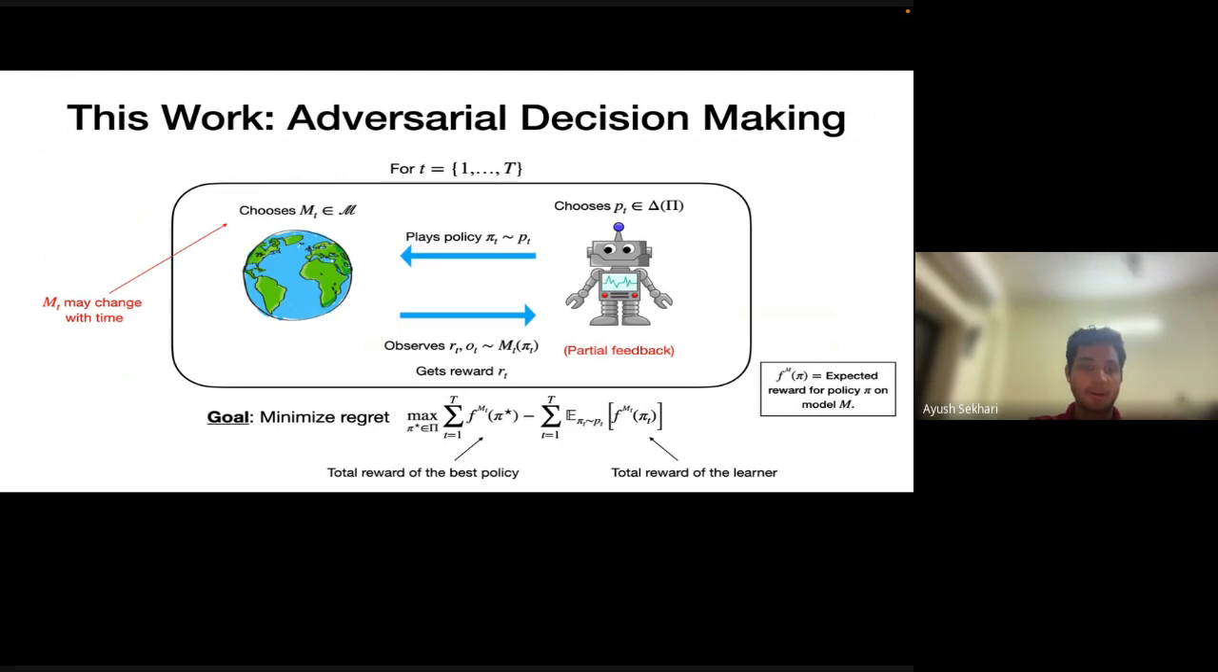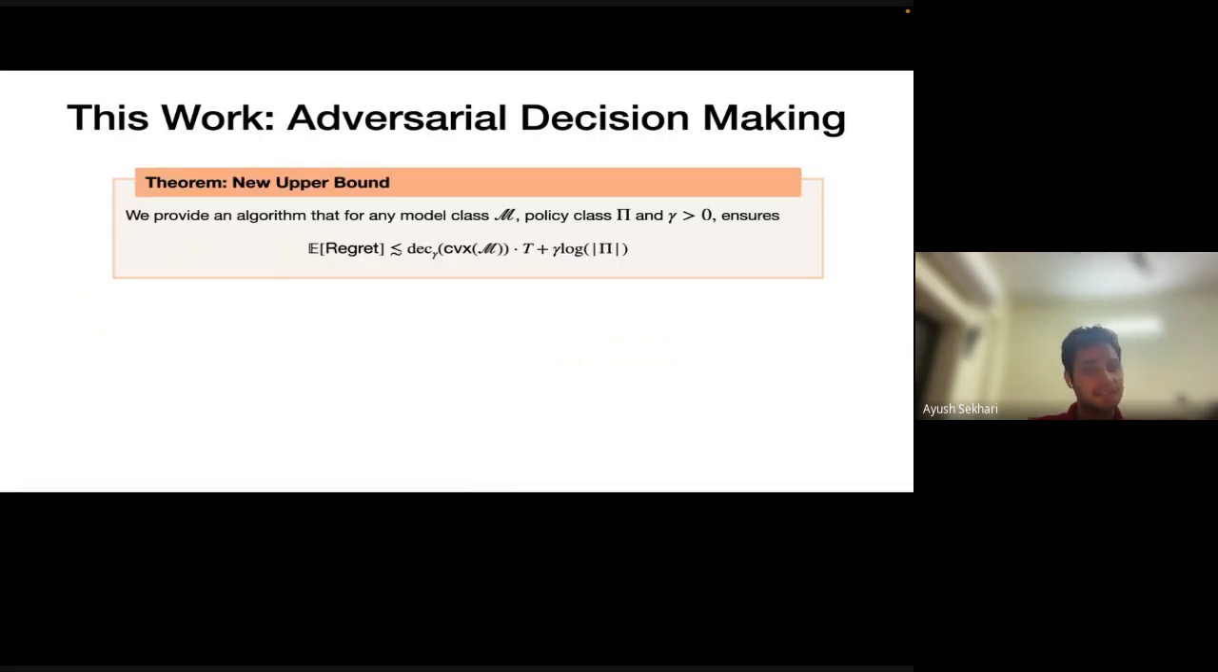So what is the characterization of the min-max regret in this setting? In our work, we provide a similar result to the stochastic setting. In particular, we provide a new upper bound and an algorithm that for any model class M, policy class Φ, and scale parameter γ, ensures that the expected regret is bounded by the decision estimation coefficient of the convex hull of the model class times T plus γ log Φ.